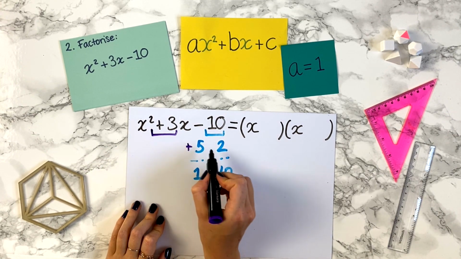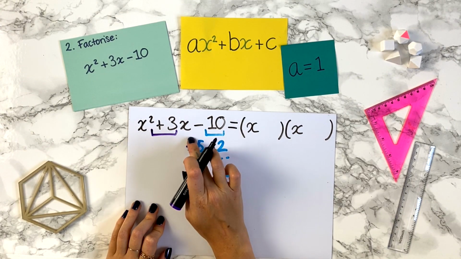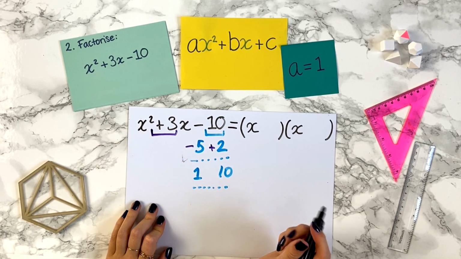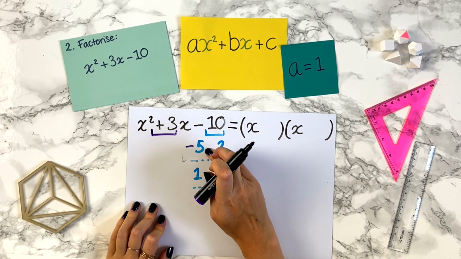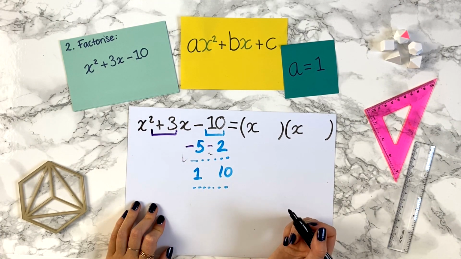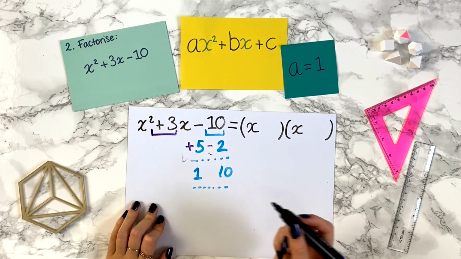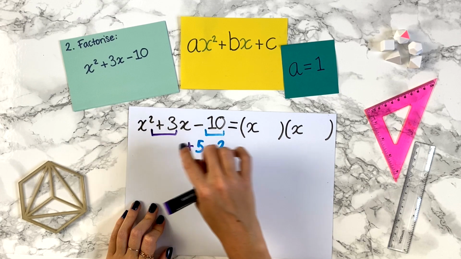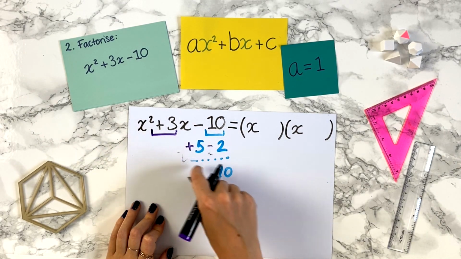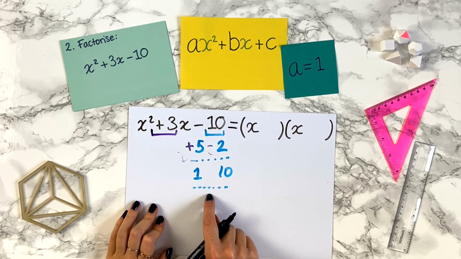So if we do plus 5 plus 2, that gives us plus 7, not what we want. We can try minus 5 plus 2, that gives us minus 3. Not okay. We can do minus 5 minus 2, minus 7, or we can do plus 5 minus 2, and that does give us plus 3. Plus 5 minus 2 is our plus 3, so that is the combination we want. So we were lucky this time, we didn't need to look at this other one.